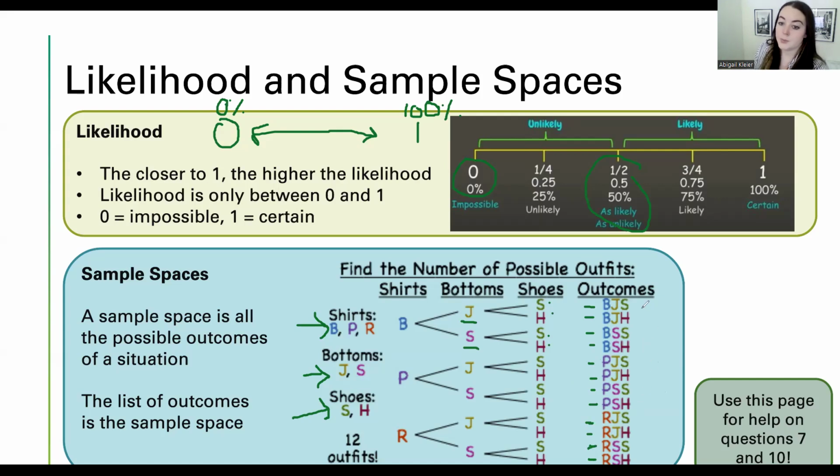So in this case, your sample space is made up of these 12 outcomes because there are 12 different outfits that can be made with these situations. This page is particularly helpful for questions 7 and 10 on your unit test.